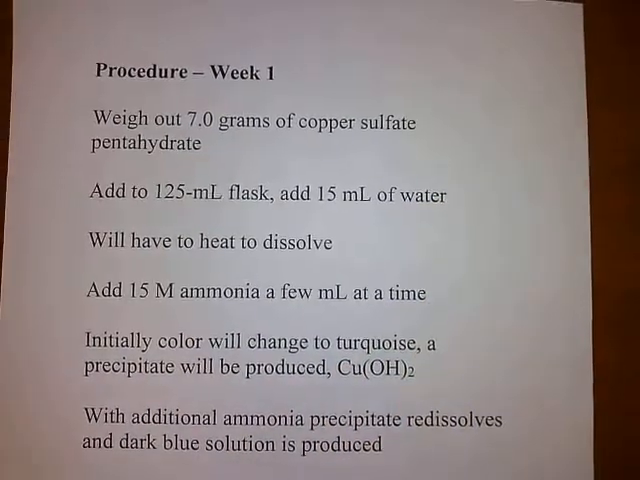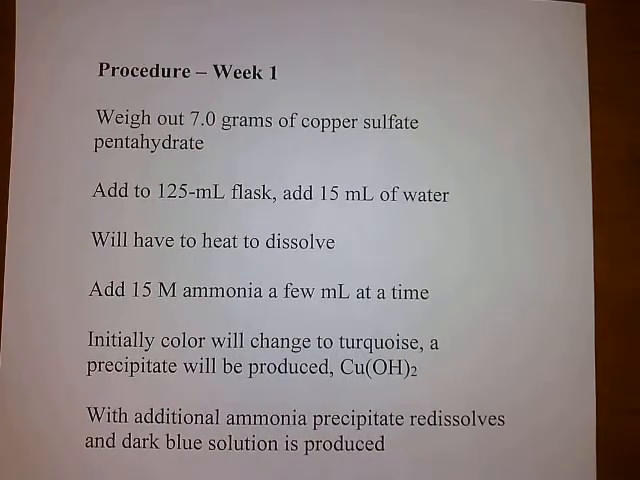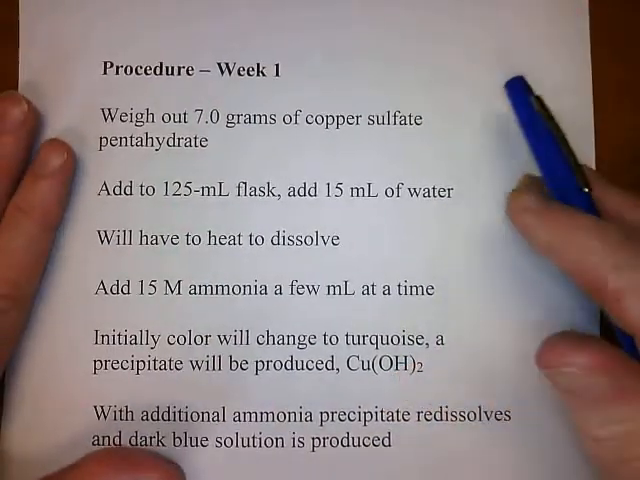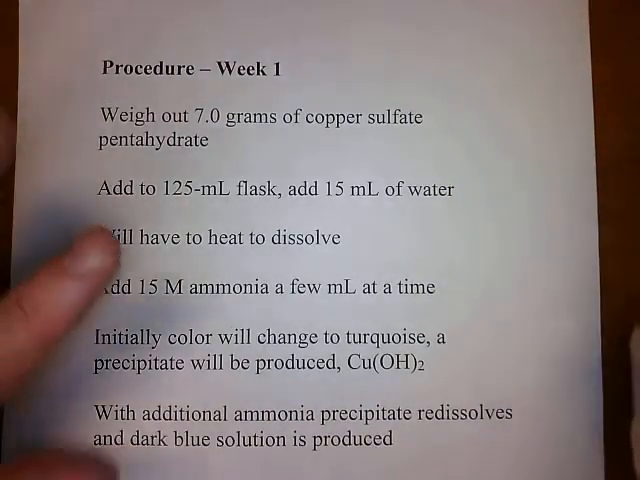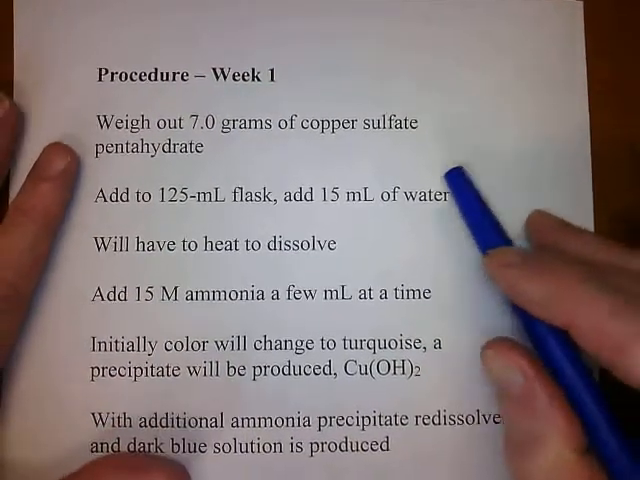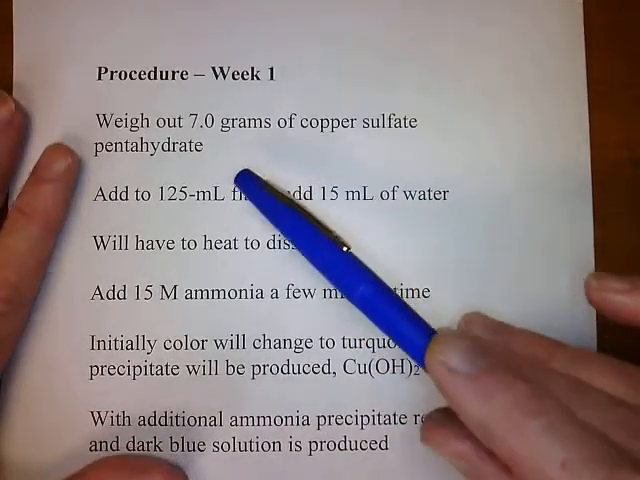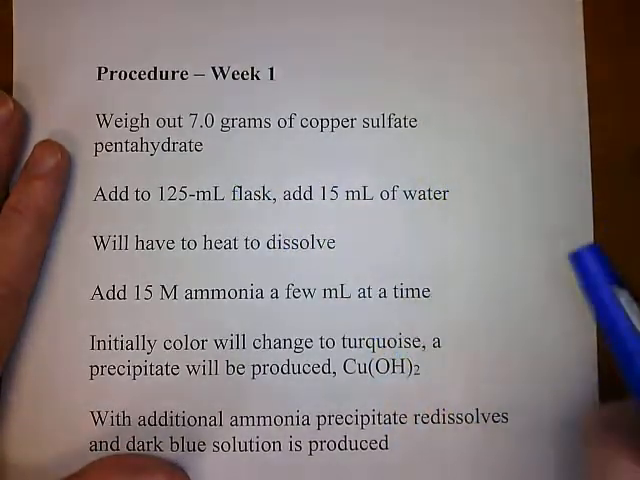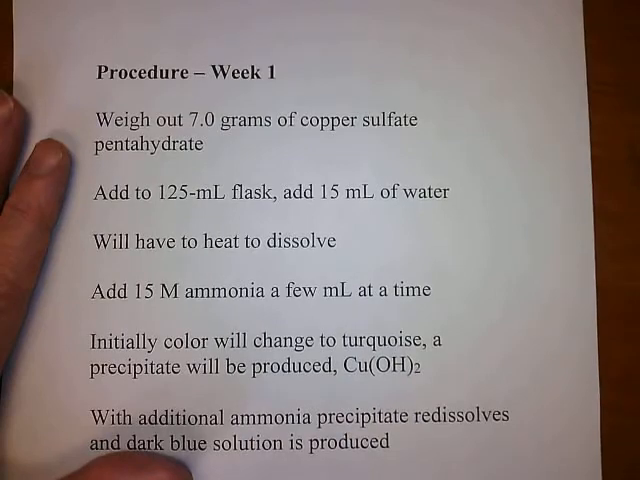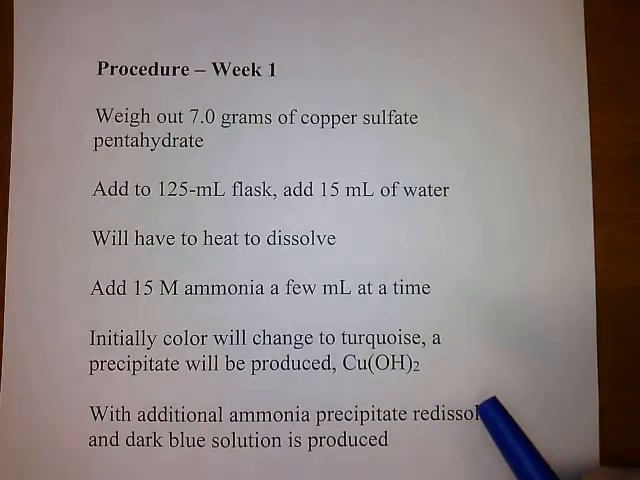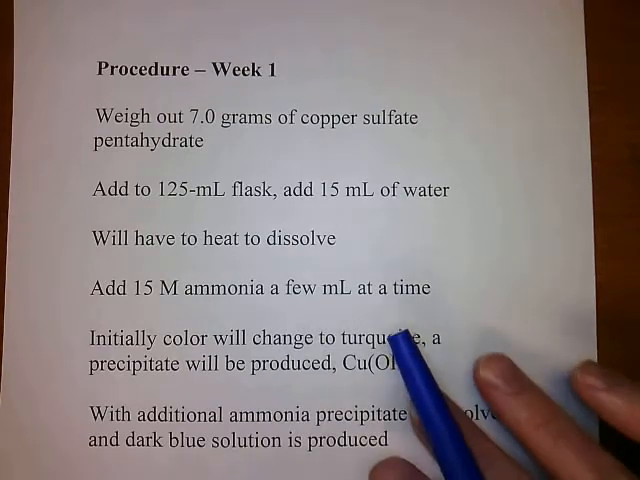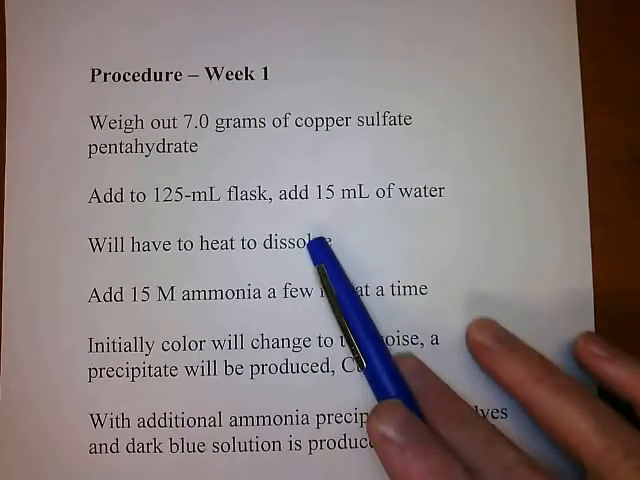So what is the procedure for the first week? We're going to do this over 2 weeks in the lab. The first is the synthesis of the compound, and the second is the titration. You're going to weigh out 7 grams of copper sulfate pentahydrate, add it to a 125 mL flask, dissolve it in 15 mL of water, and you're going to have to heat it to dissolve it.